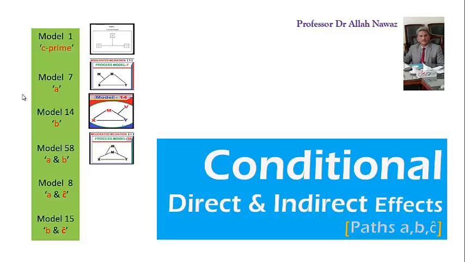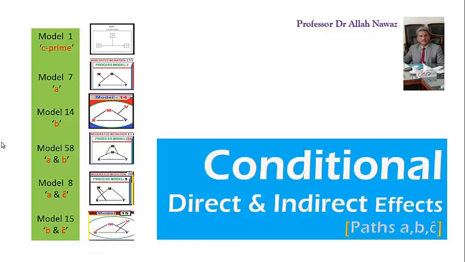In Model 58, we started using the moderator to affect two paths. Model 58 computes statistics about the impacts of a moderator on paths A and B. Model 8 computes the same on paths A and C, while Model 15 was used to compute statistics regarding indirect effects of X on Y because of the moderation effects by the moderator on path B and path C.